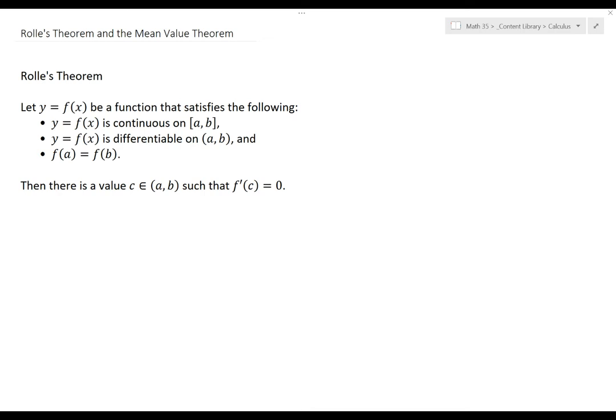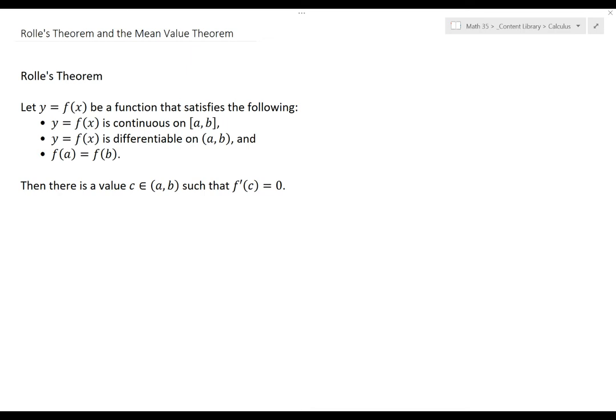On a particular interval, it is continuous, and it is also differentiable on that interval. Not necessarily at the boundaries, but it is continuous over those boundaries. And f(a) equals f(b). So in other words, the boundaries are at the same level. They have the same y value. If these criteria are met, then there is some value, at least one, maybe multiple, in that interval such that the derivative has to be zero.